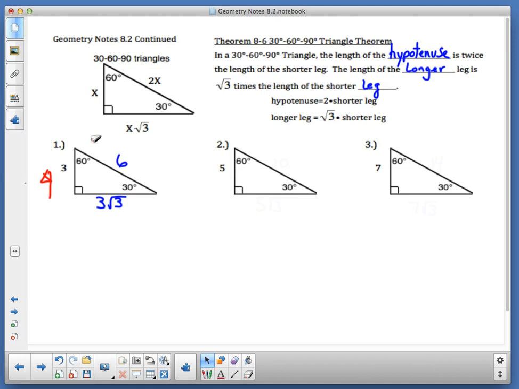Okay, hopefully you found that that was going to be 10, that was going to be 5 times the square root of 3, that was going to be 14, and that was going to be 7 times the square root of 3. All I'm doing is taking the short leg, multiplying by 2 for the hypotenuse; the short leg, multiplying by the square root of 3 for the longer leg.